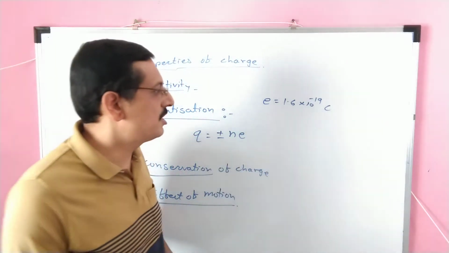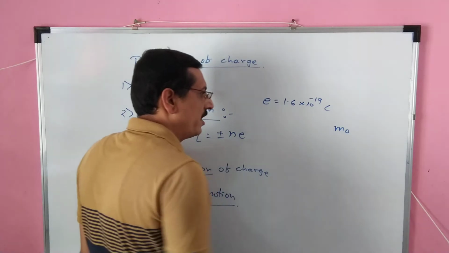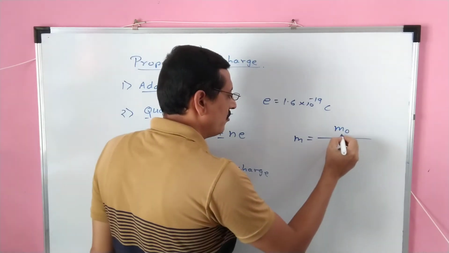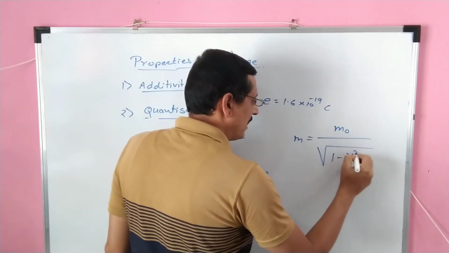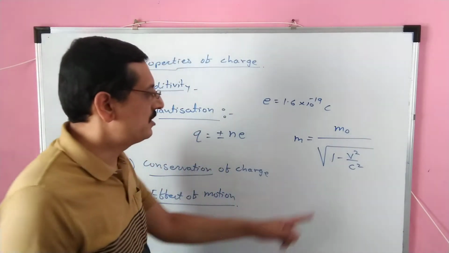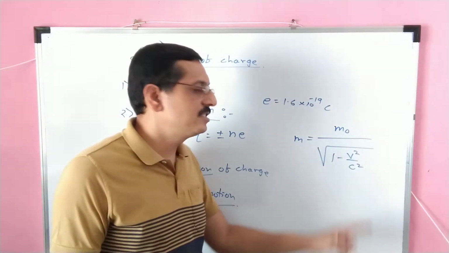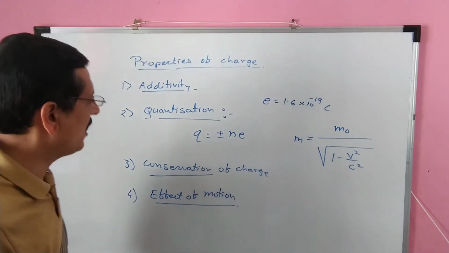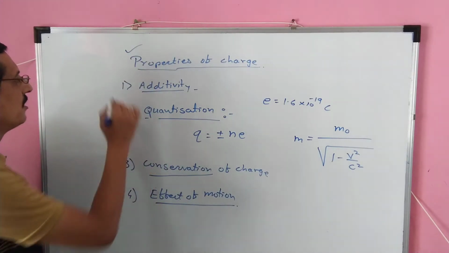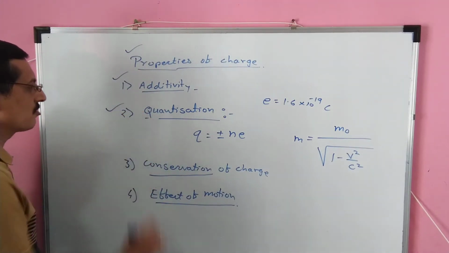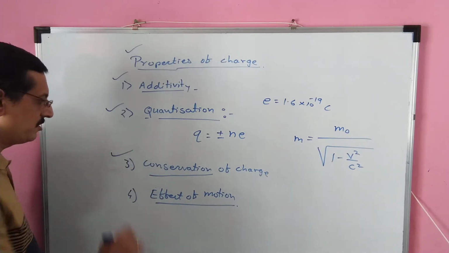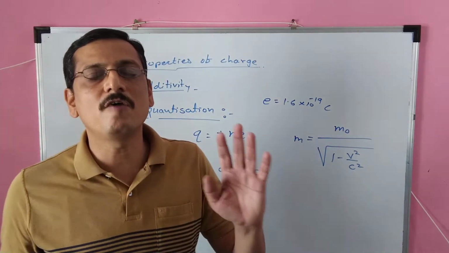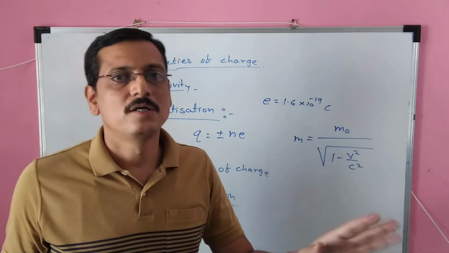If I take the rest mass of a body as m naught, then the mass of the body in motion is given as m equals m naught divided by square root of 1 minus v square by c square, where v is the speed with which the body is moving and c is the speed of light. Okay, so this is when we talk about the difference between mass and charge. Presently I am talking about properties of charge. So first is additivity, second is quantization, third is conservation of charge, and fourth is effect of motion, in which we say that there is no effect of motion on the charge or charged body.